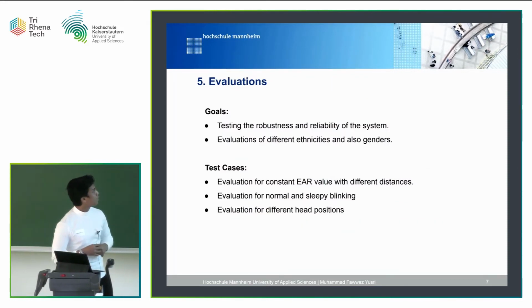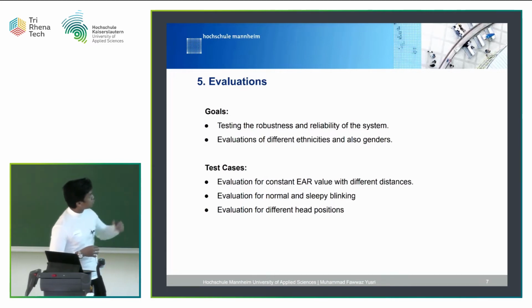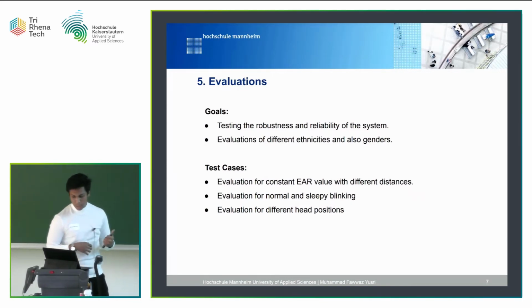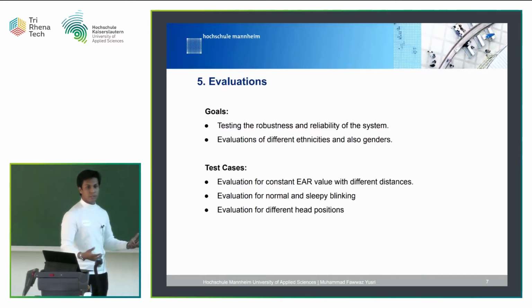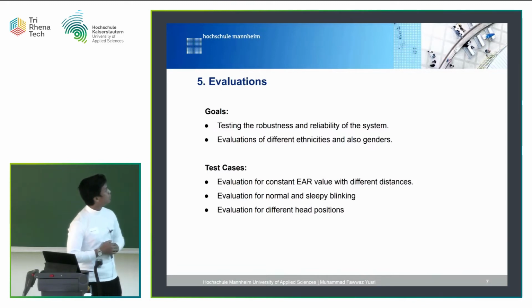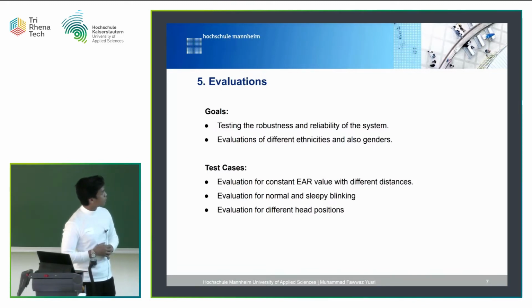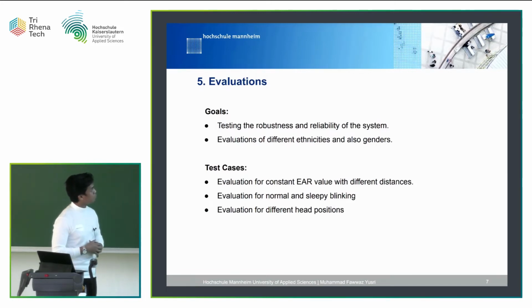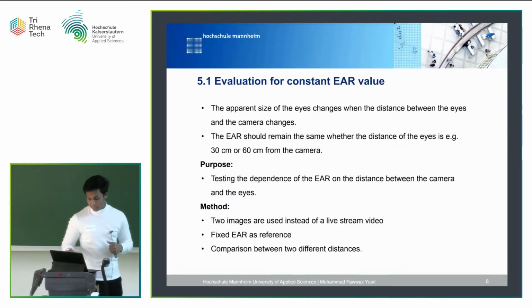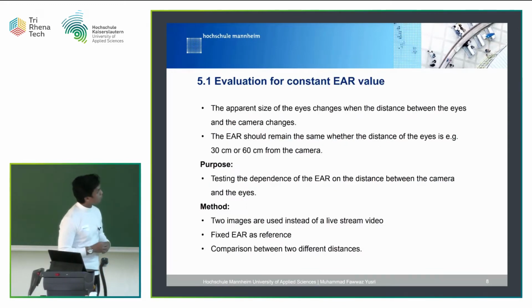So we've conducted several evaluations and tests to test the robustness and the reliability of the system, which will be tested on different people with different ethnic backgrounds and also genders, because different people have different eye sizes. So the first evaluation is for constant EAR, or eye aspect ratio value, with different distances, and the second one is the evaluation to differentiate the speed between normal and sleepy blinking. So the last one is the evaluation for different head positions. So the first one.